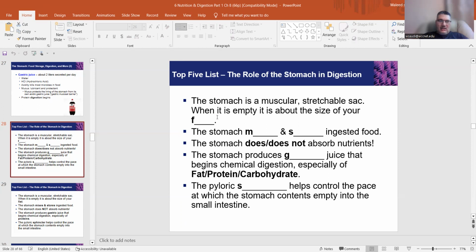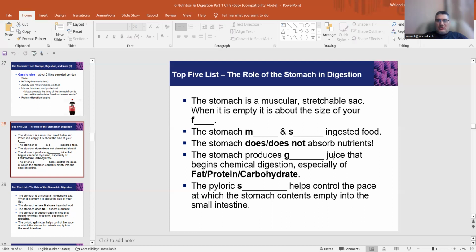The stomach is about the size of your fist, but it can stretch into double or maybe more. The stomach is going to mix and store the ingested food for some time until you finish the digestion. The stomach does not absorb, which is the next step. The absorption is in the intestine, not in the stomach.